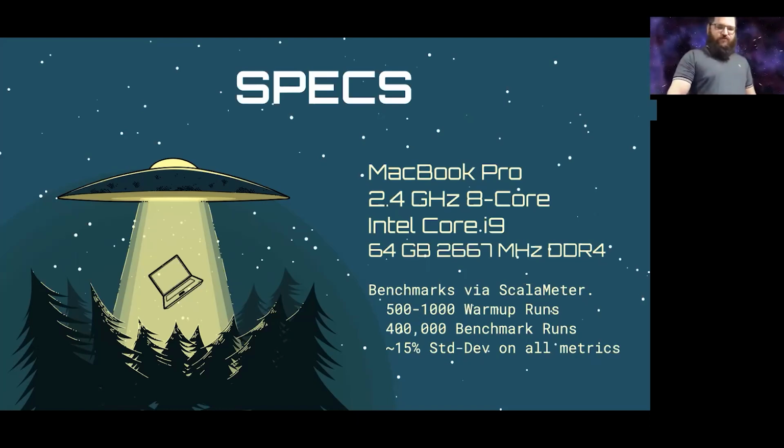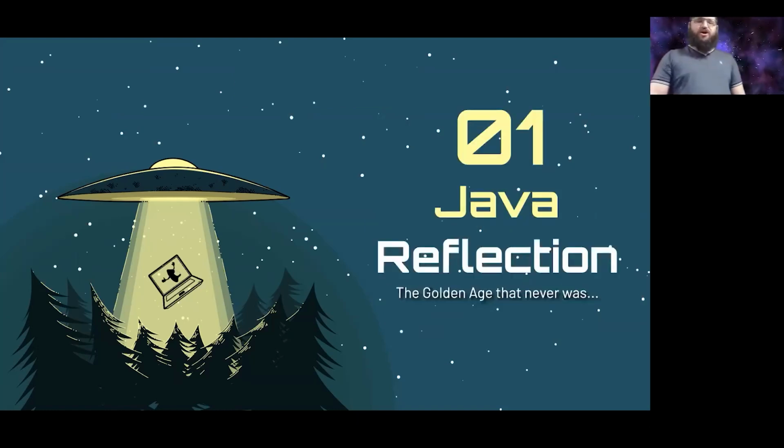So just know that every number is plus or minus 15% at least, and that's if you have the same system spec. So all metrics must be taken with a grain of salt. That's the reality of it. But anyhow, let's talk about Java reflection, right? Because that's what we started with.